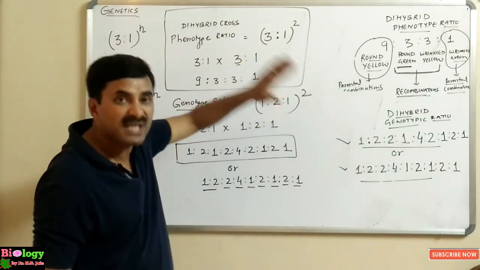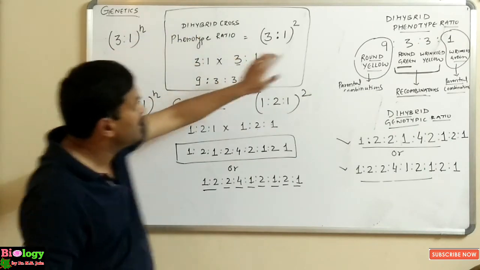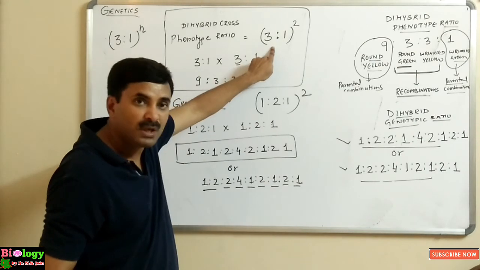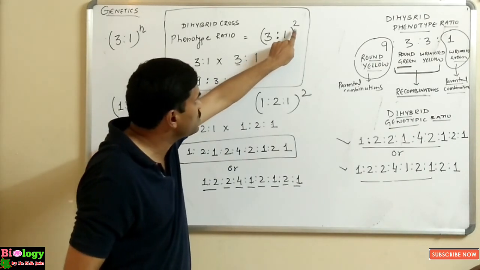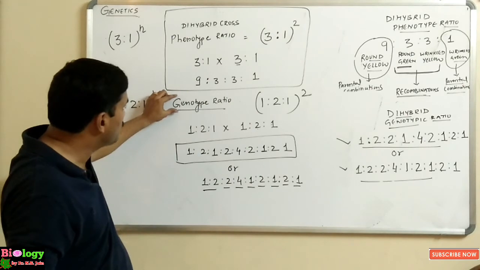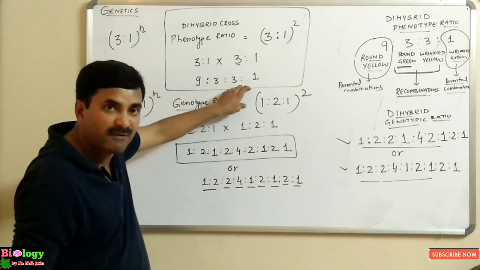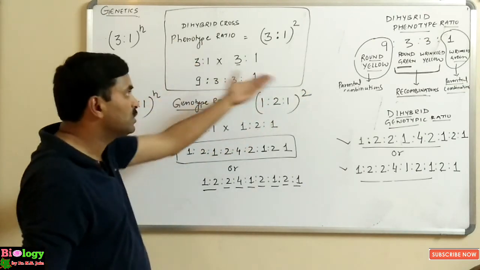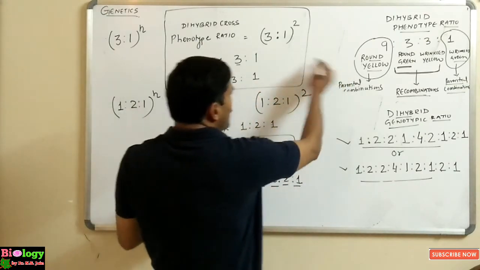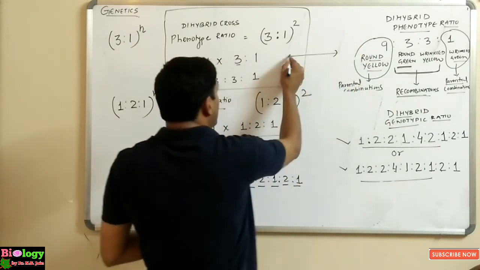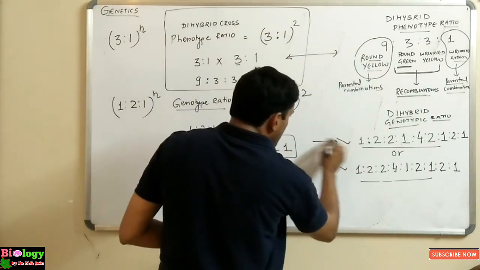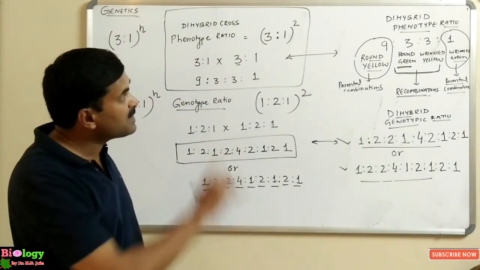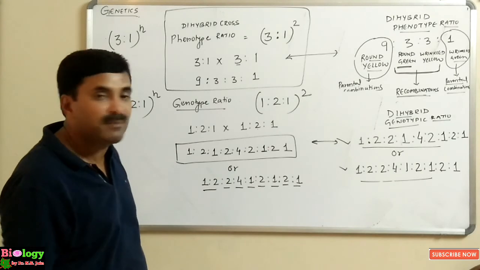But if you want to save time, then you can calculate the phenotypic ratio 9:3:3:1 by using the formula 3:1 raised to the power of 2. And you can also calculate the genotypic ratio by using the formula 1:2:1 raised to the power of 2. By both the methods, the traditional method and the formula based method, we get the same ratios. Okay, so students, this was the dihybrid phenotypic ratio and dihybrid genotypic ratio.